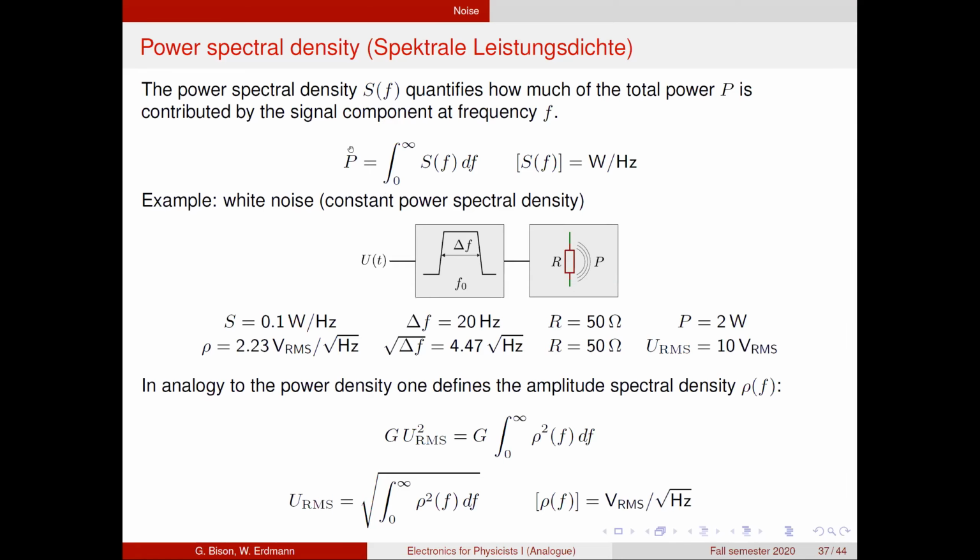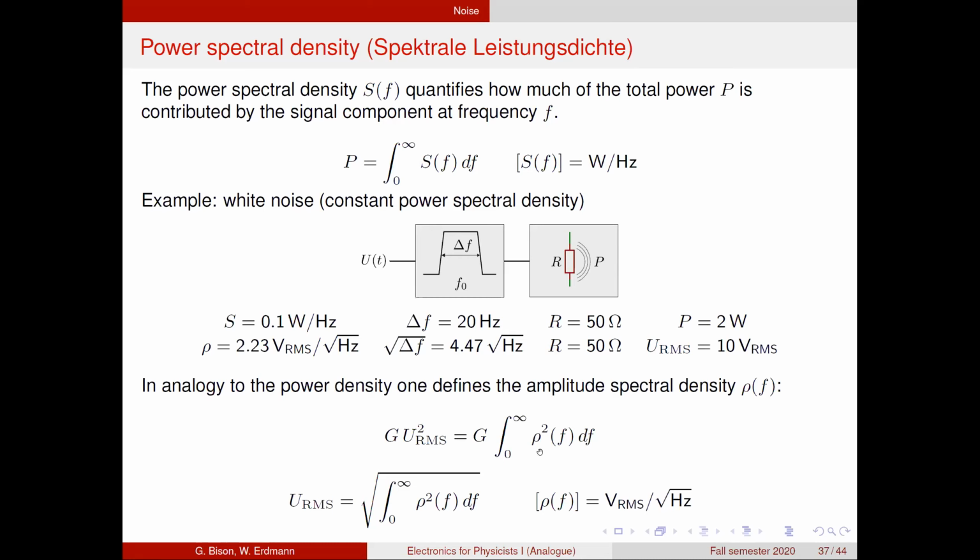Now, we can simply replace the power in this equation with a scaled version of this RMS voltage. And then we say, okay, with the other part, we do the same. We scale with the conductance. And then we want a quantity that we can integrate over the frequency. And since it is an amplitude, it has to be squared. So we define the amplitude spectral density rho simply by this equation. And then it's clear how to calculate it.